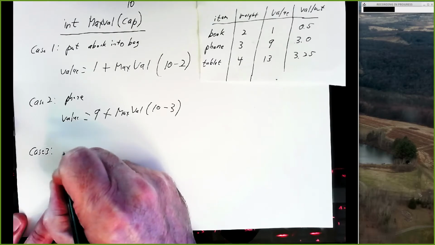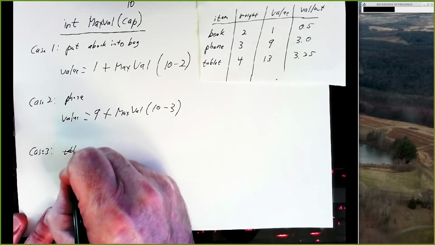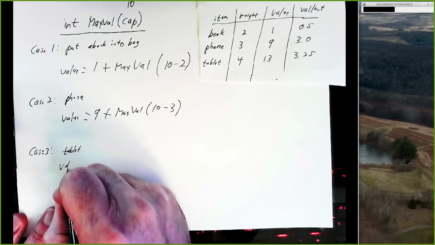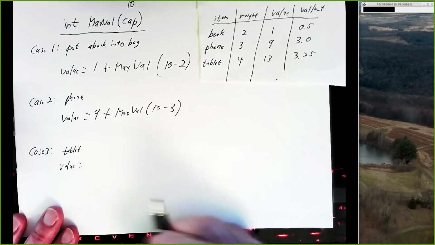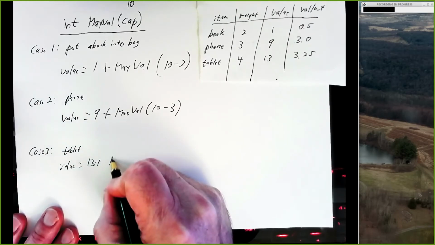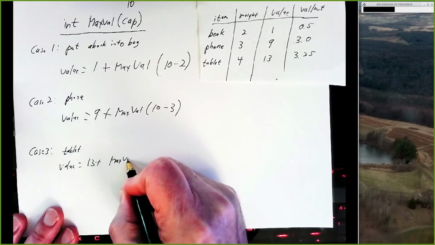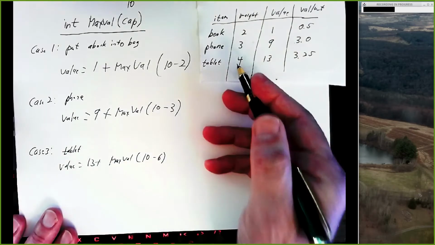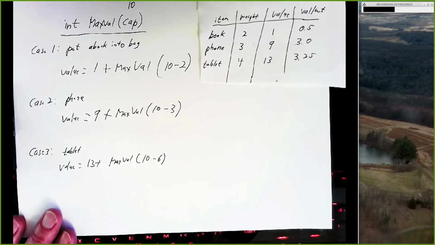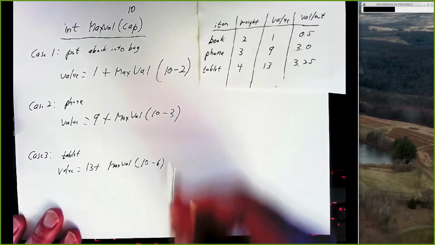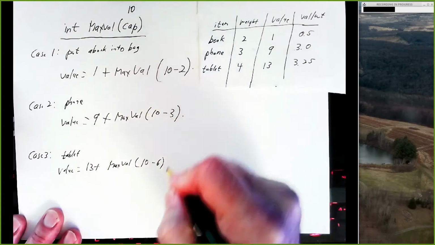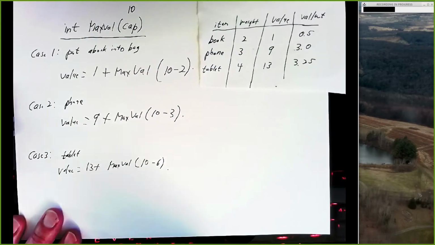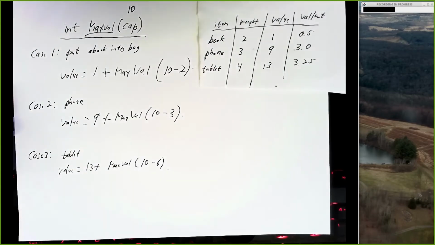So third case, we have a tablet. And in that case, the maximum value we can get would be the value of the tablet plus whatever the maximum value is that we can get from a bag that now holds only 6 pounds because the tablet took up 4 pounds out of our 10. So if we calculate these 3 expressions and we pick the largest, that's what we should return from our max val 10 function.